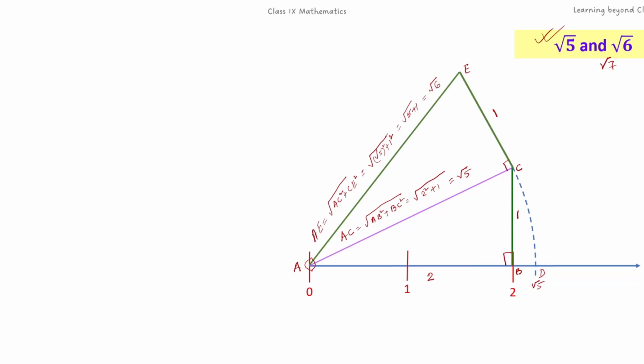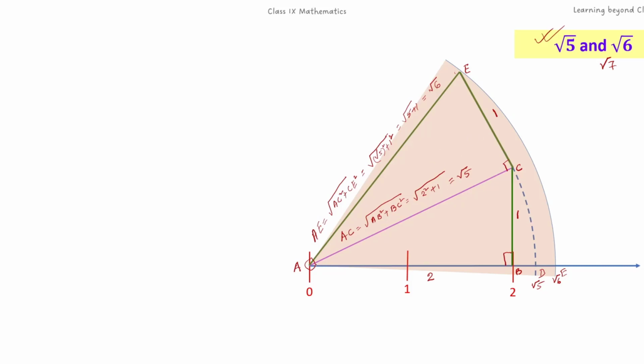Now you take A as the center and draw an arc with radius AE. From this you can draw an arc like this. This is the arc, and this point is F, and this point is root 6. Now we can draw root 7 also.